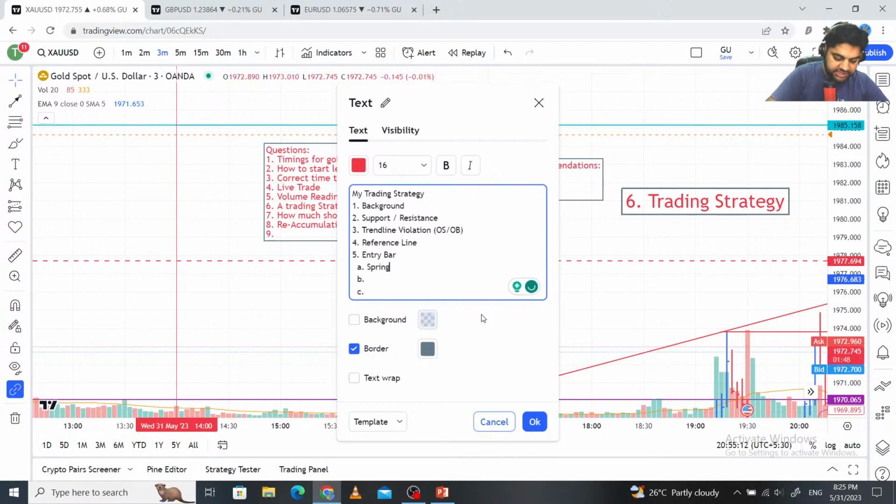It will be a spring, you can buy. If it is an upthrust, you will sell. If it is a bag holding, you will buy.